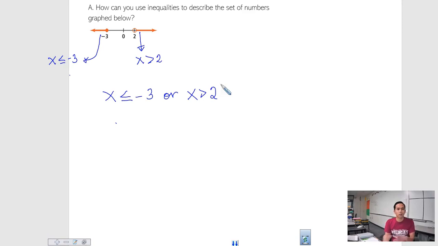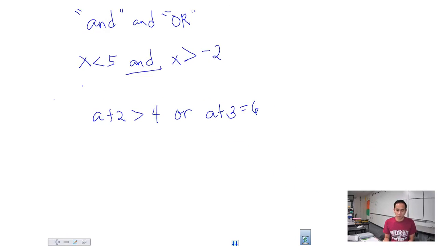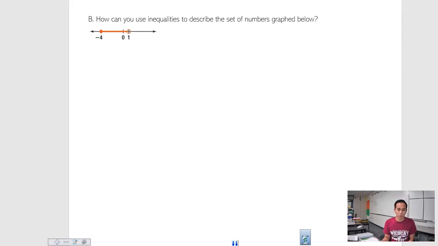So you see now the graph of the word or. That's how it looks with the word or. Now, let's see the next example. I hope this will be using the word and. Okay, it uses the word and.